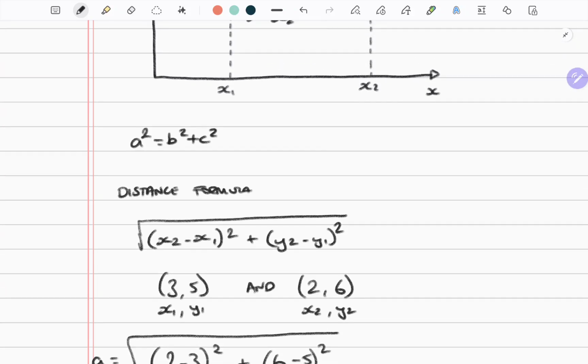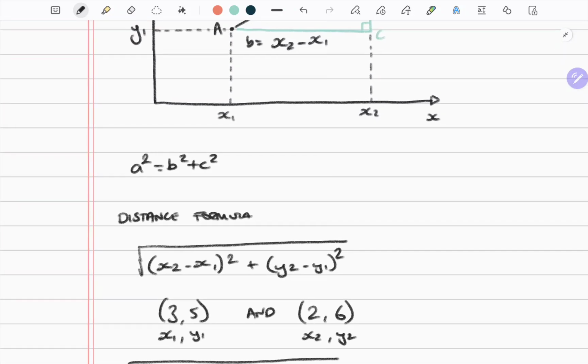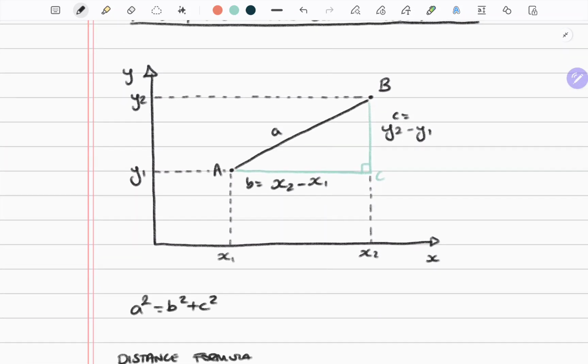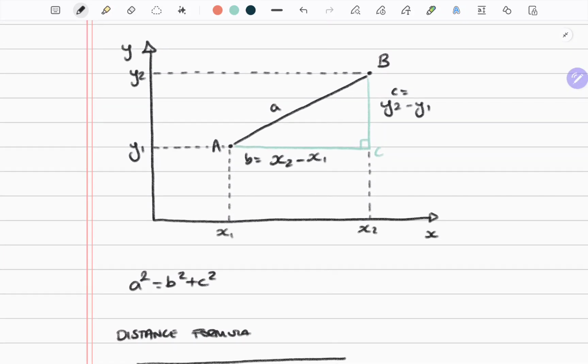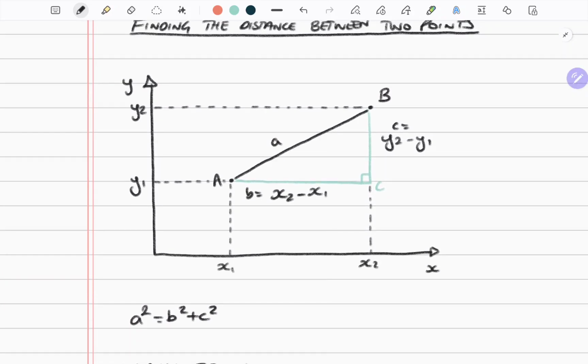So that is how you would use the distance formula. Essentially, you're applying Pythagoras theorem to identify the distance, in this case, between A and B.